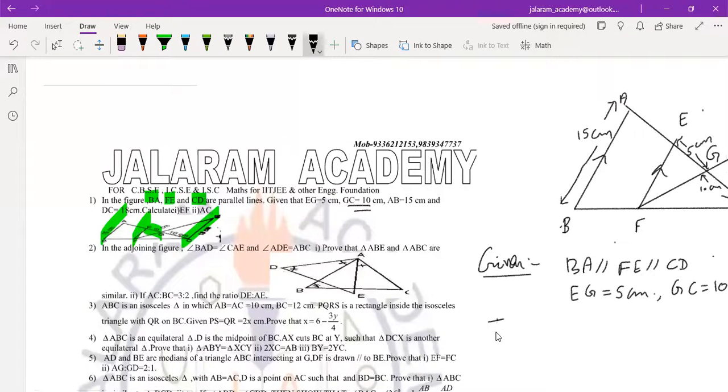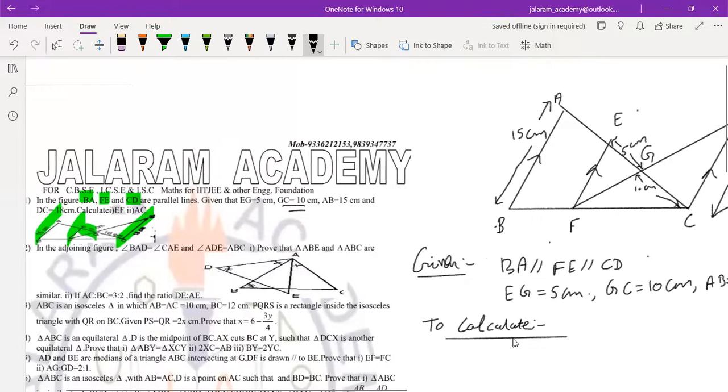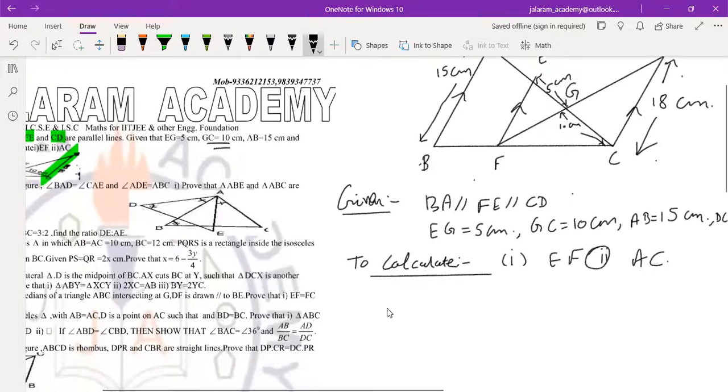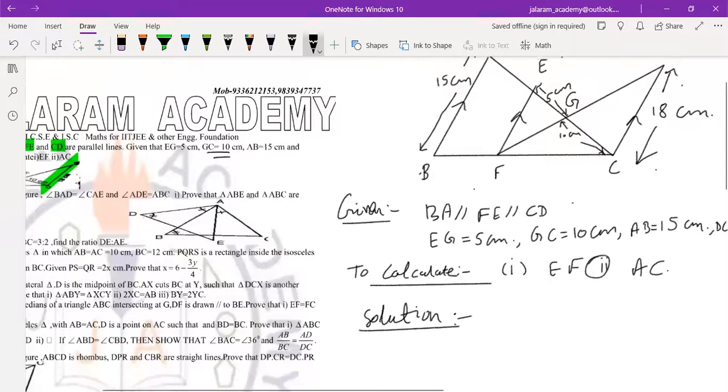Calculate. Then we write 2. Calculate: first EF, second AC. Then we write solution. And this is compulsory to write these headings.